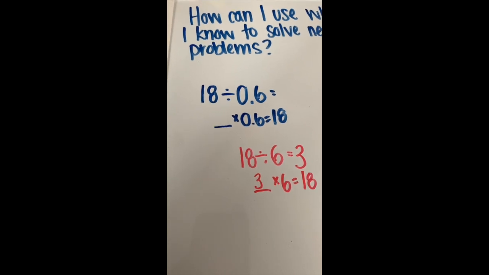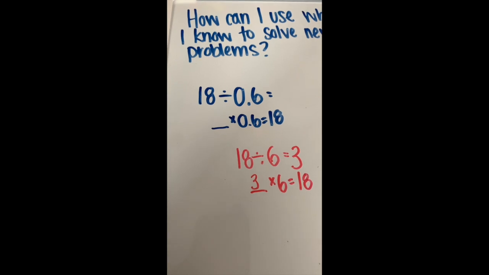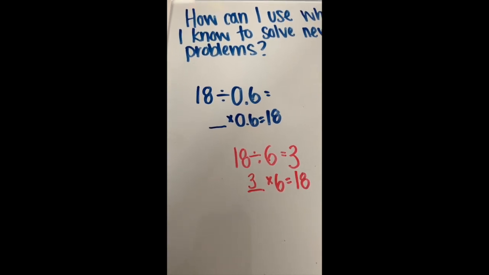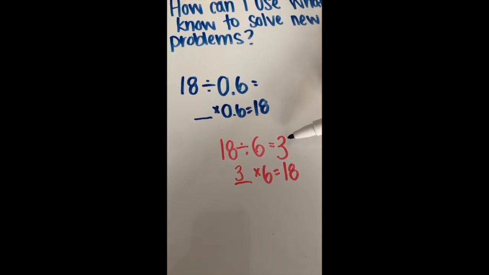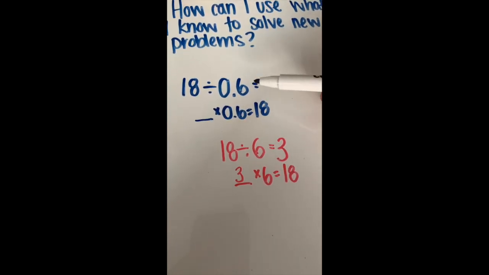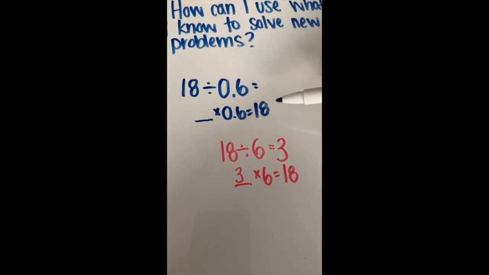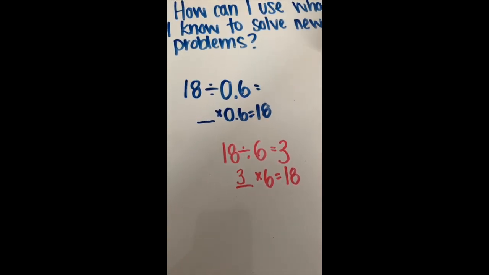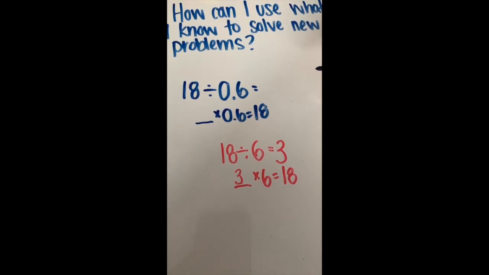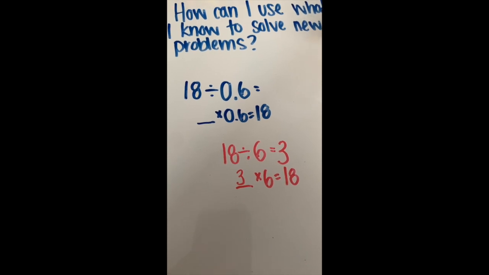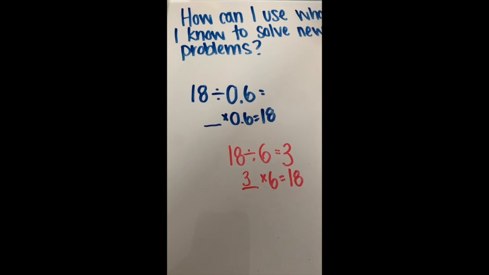Okay, how many 6/10 are in 18? Well, I know it's not going to be 3 for a few reasons. It's not going to be the same answer as I had down here because this number changed. I don't have 6 anymore. I have 6/10. I also know it's not going to be 3 because I just skip counted by 6/10 3 times, and I got to 1 and 8/10, and that's not the same as 18. I know that it's going to be bigger than 3.